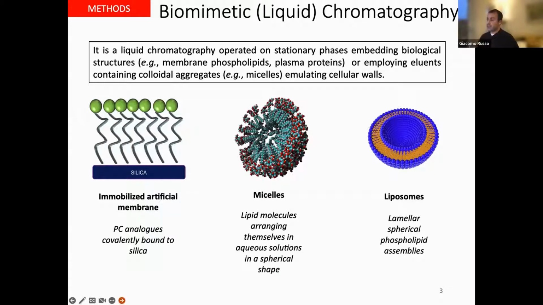Micellar liquid chromatography is instead envisaged by adding to the mobile phases micelle-forming agents, which are able to create spherical aggregates of lipid molecules, which arrange themselves in such a fashion that the apolar chains are clustered in the interior side of the system, whereas the polar heads are looking at the outer environment, which is typically water. Liposomes as well are exploited in other techniques, typically, but not only, capillary electrophoresis.